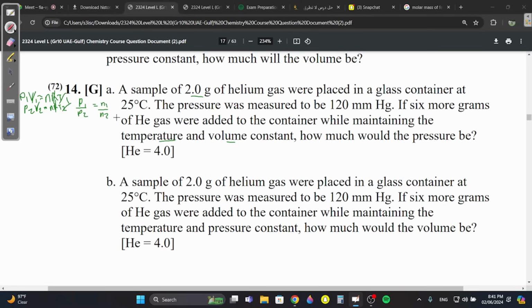Our first pressure was 120 mmHg. Our second pressure, we're trying to find it, P2. The molar mass of helium is 4, and they gave me 2 grams, so n equals m over M, 2 grams over molar mass 4. So 0.5 is my first moles. Then they said 6 more grams, so you take these 2 grams and add 6, it's 8 grams. Now n equals 8 over 4, because the molar mass of helium is 4, so the moles is 2. So 0.5 over 2. If you cross multiply, you should get P2 is 480.